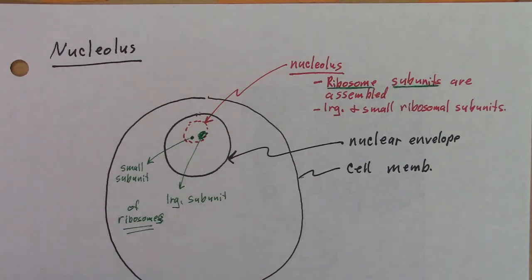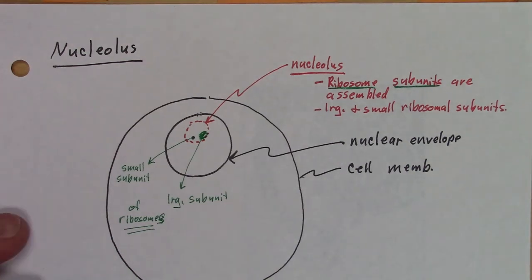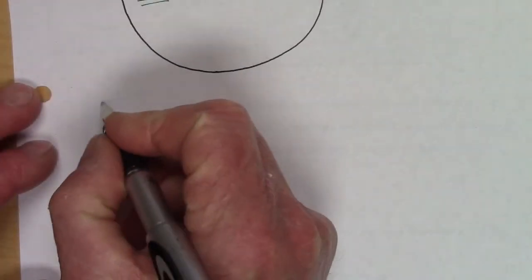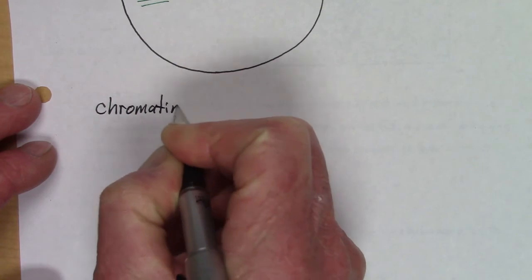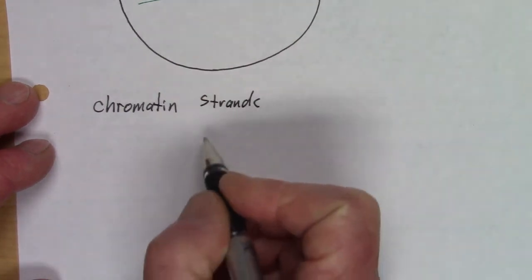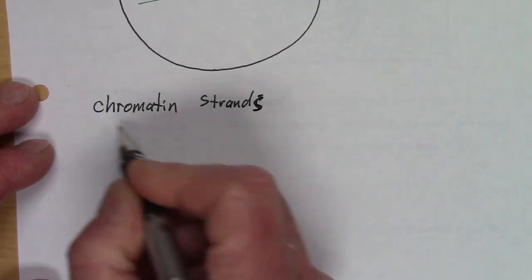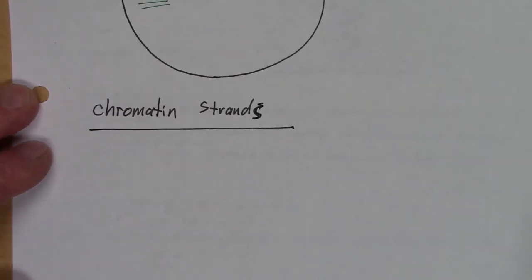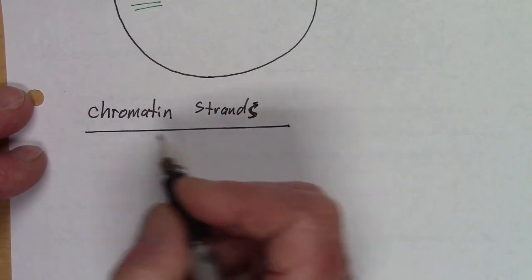Okay, the next organelle, or the next structure that I want to talk about, are chromatin strands. Chromatin strands, chromatin, that's an S, believe it or not. Chromatin strands, it's basically DNA.